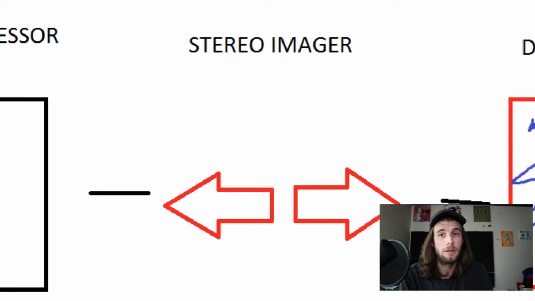The stereo imager, which is also optional. You can use this to help make the track wider. You're always better off doing things in the mix down, but you may want to do a little bit of this in the mastering. It really just depends on the song.